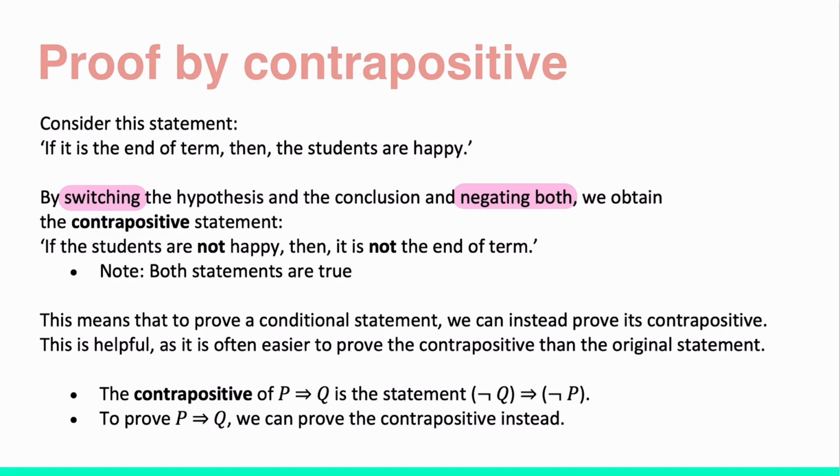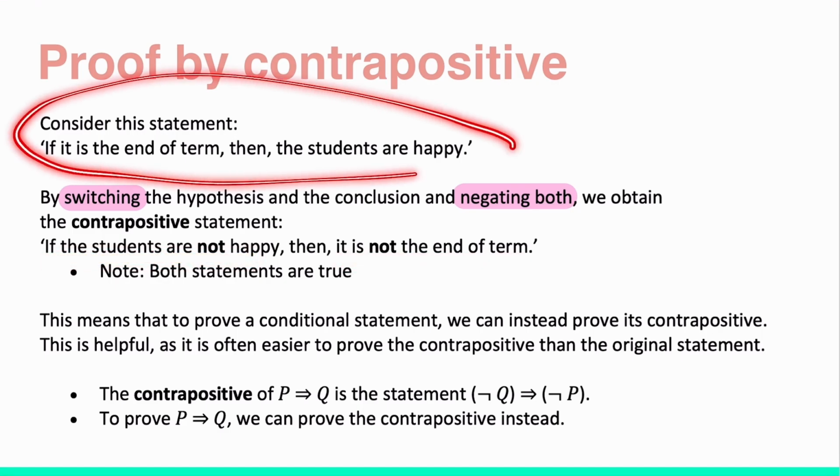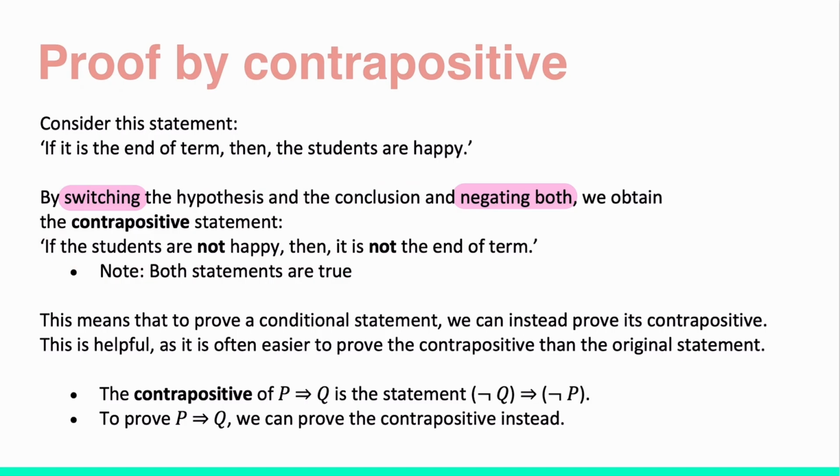So here's an example. If it is the end of the term, then the students are happy. So here is the negation and the switch. If the students are not happy, then it is not the end of the term. So that makes sense, right? This is one side of it, it's the half of it. If they're happy, it's the end of the term. This is just saying the other side to it, which is also true. If they're not happy, then it's not the end of the term. So that is how we create a contrapositive statement.